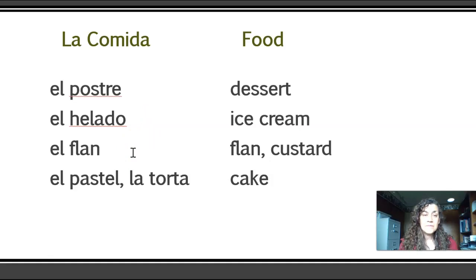El flan is a very popular dessert in a lot of Hispanic countries. So it's just flan. It's a type of custard. El flan. And there are a couple of words for cake. In some places they say el pastel. In other places they say la torta. Okay, el pastel, la torta.